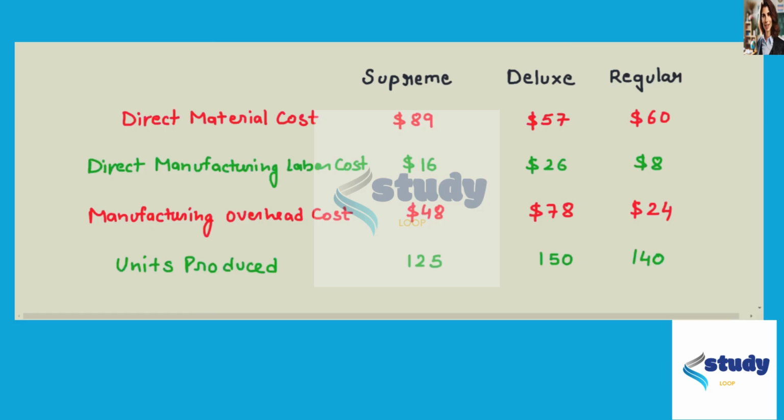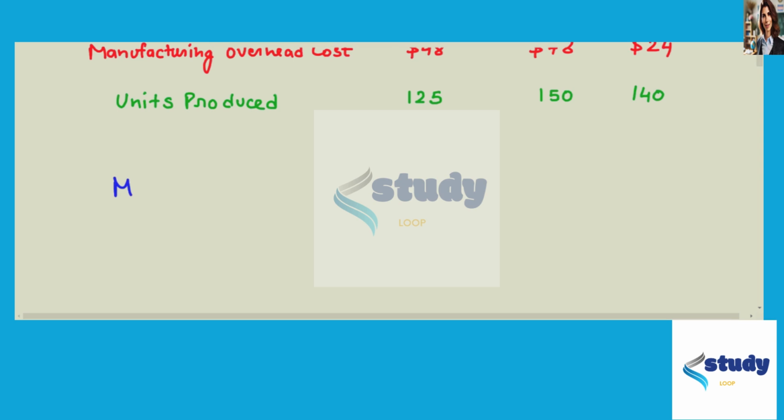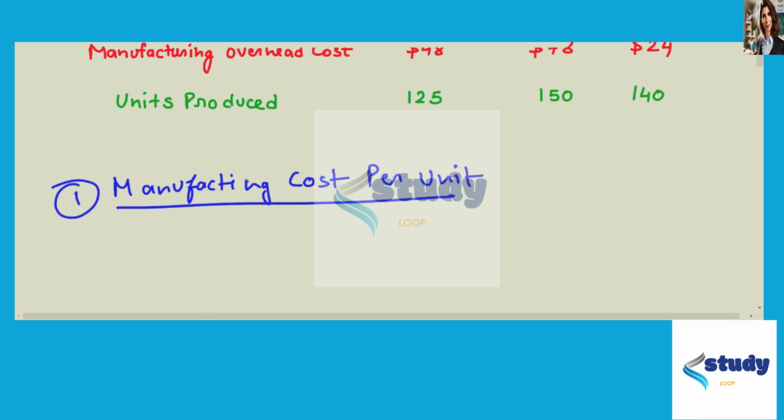So in the first part of the question, it is said that we need to compute the manufacturing cost per unit for each of the product produced in July 2017. So firstly, we'll find manufacturing cost per unit. That is part 1. To find out manufacturing cost per unit, we'll take manufacturing cost divided by units produced.